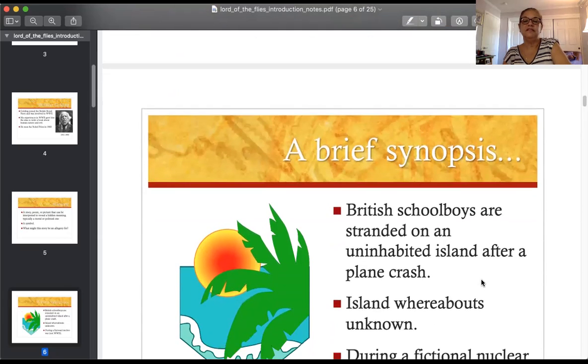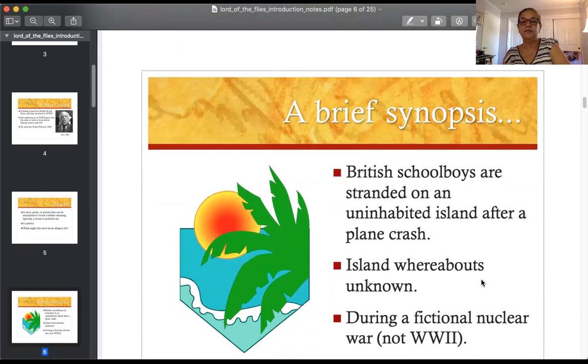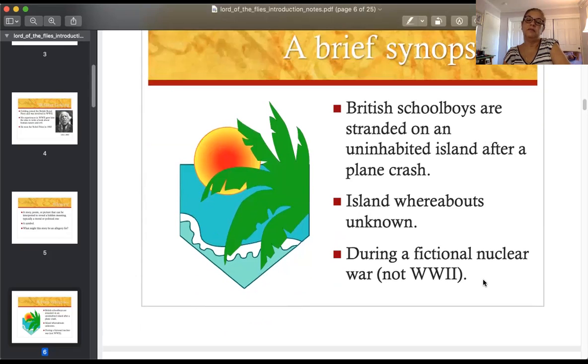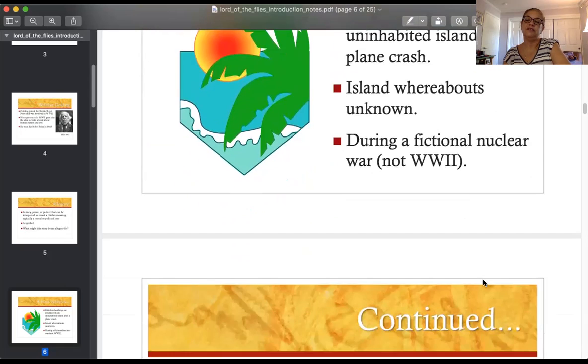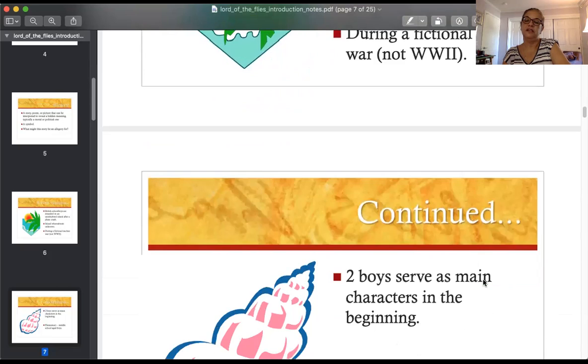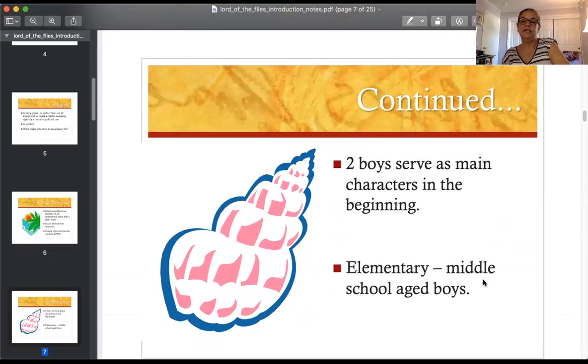So briefly, a group of British schoolboys are stranded on an uninhabited island after a plane crash. We don't know where the island is, and it's during a fictional nuclear war, not World War II, but this is post World War II. So remember that William Golding was actually in the Navy during World War II, so that's where he got this information. There are two boys, you'll soon find out, that are the main characters in the beginning.